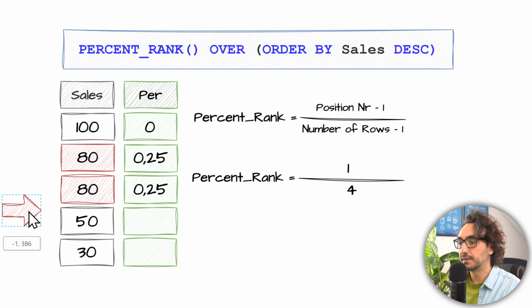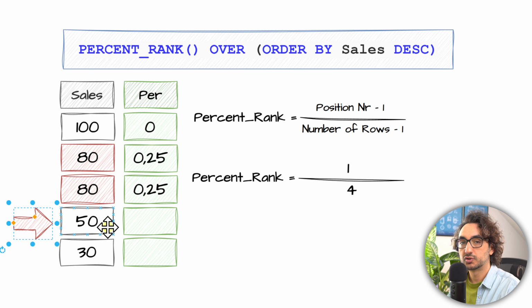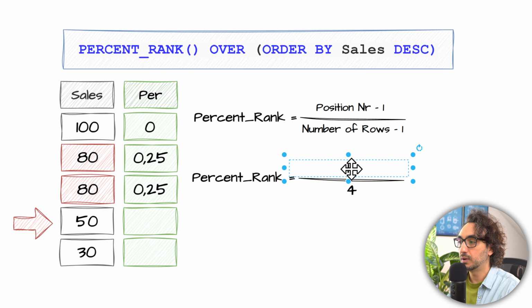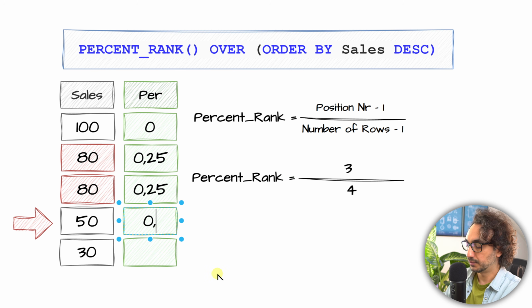Now let's move to the fourth one. So we have the value 50. So what is the position of this? It's going to be the record number 4, subtracted by 1, we will get 3, and if you divide 3 by 4, you will get 0.75.